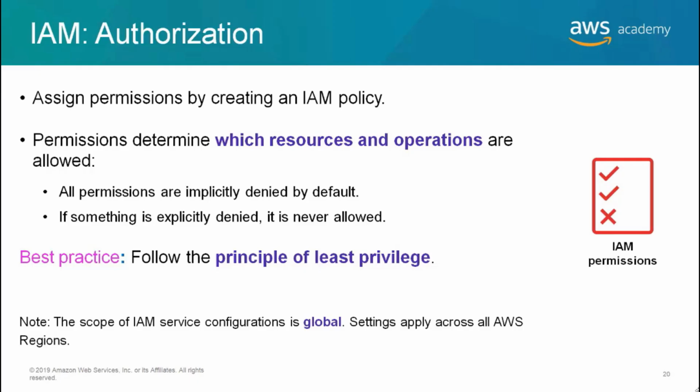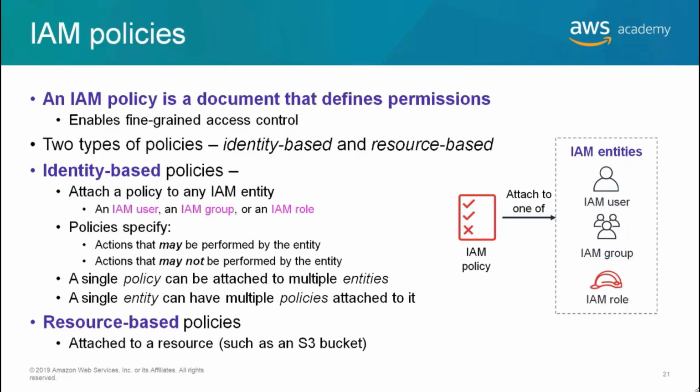So the scope of IAM service configurations is global. Settings apply across all AWS regions, because you know that you have various regions in AWS. So it applies to all the regions. And coming to the policies, this policy document that defines permissions can be identity-based or resource-based. So you have two categories of policies. One is identity-based policies, and the second one is resource-based policies.